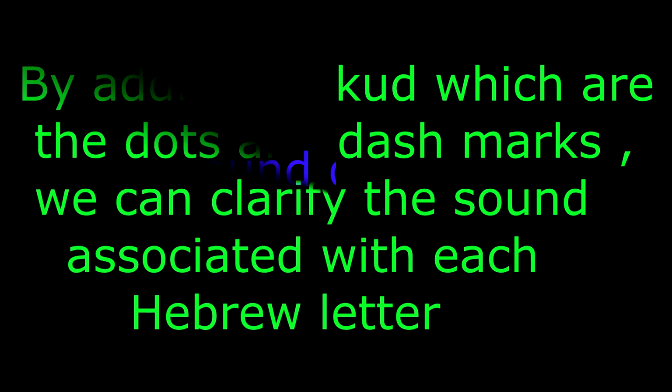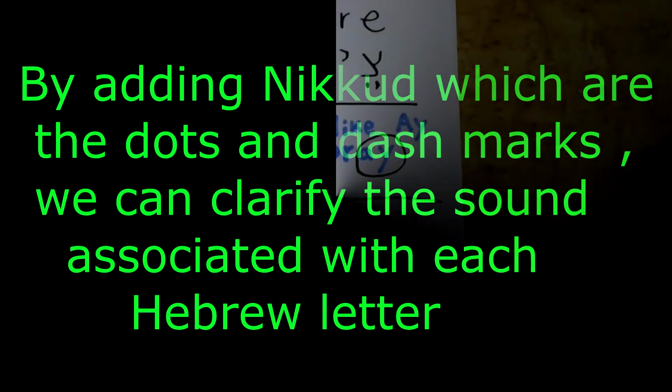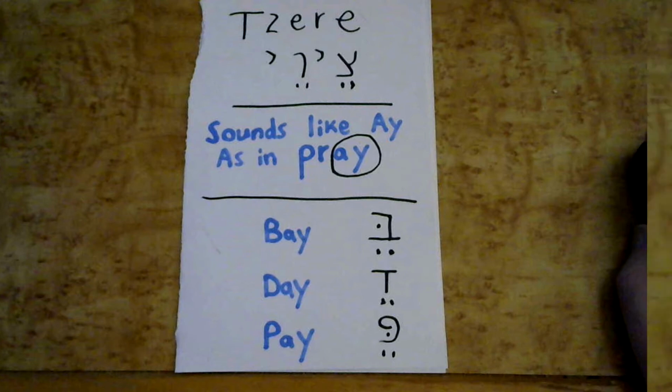By adding the nakud, which are the dots and dash marks, sometimes called the vowel marks, we can clarify the sound associated with each Hebrew letter. As an example, let's look at the Hebrew vowel called zere, which sounds like A. I've drawn out a picture here with the vowel zere with some examples. The letter bet, which we covered, with a zere would sound like bay. The letter dalet with a zere would sound like day. And the letter pay, which we haven't covered, which is a P sound, would sound like pay.